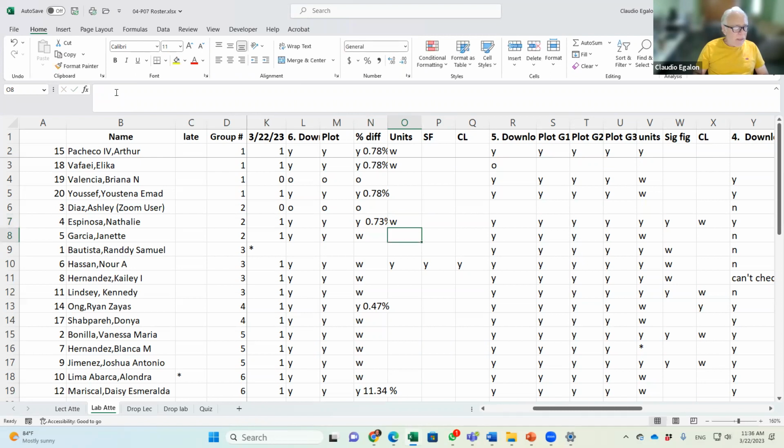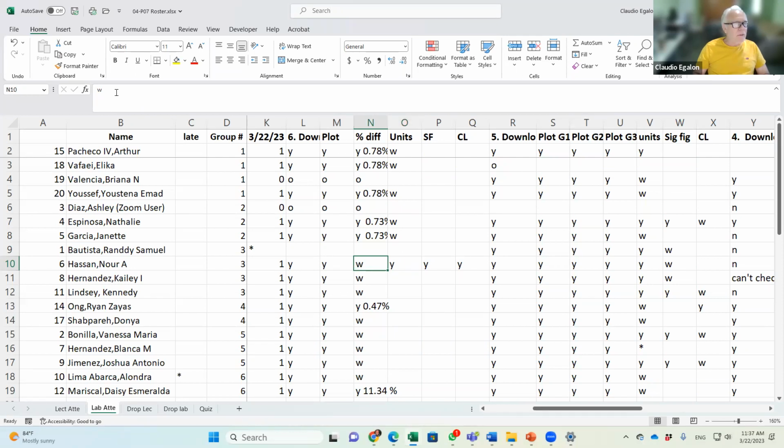Working. Okay, good. And I need to go back here to Justena. Justena, did you finish the units? Okay, working. Good. And now it's you, Janet. Did you get the percentage difference, Janet? Yes. How much did you get? Same as Natalie. Okay, good. 0.73. What about the units? Are you working on the units? Okay, good. So Randy left.